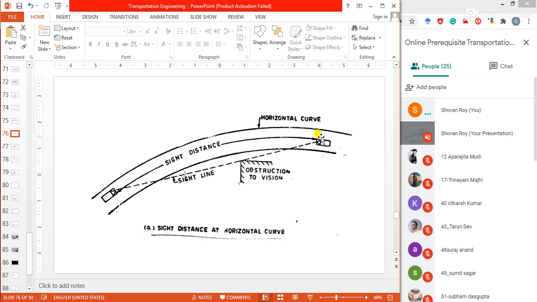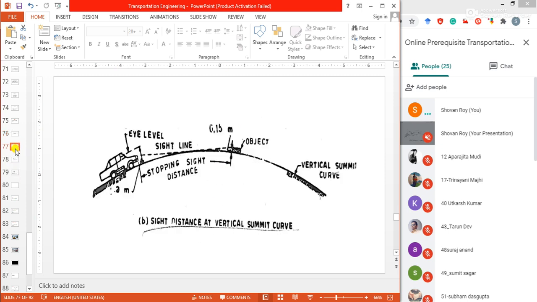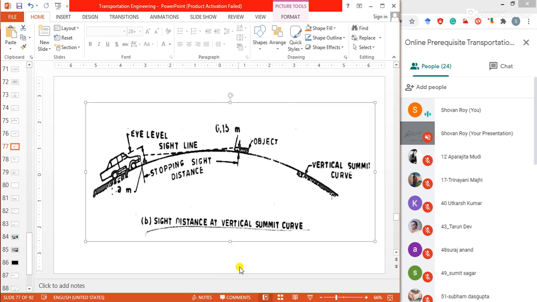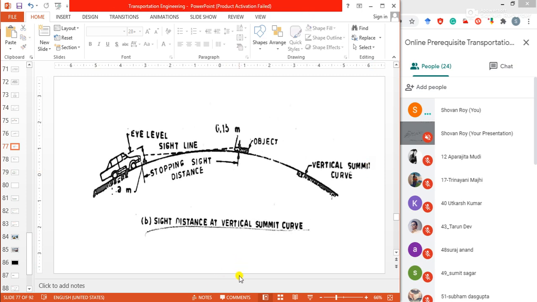Normally sight distance, this is one sight distance. This is the horizontal curve. Another sight distance you can see is the sight distance at a vertical summit curve. This is the vertical curve. You can see this is the vertical curve. This is the vehicle and driver.